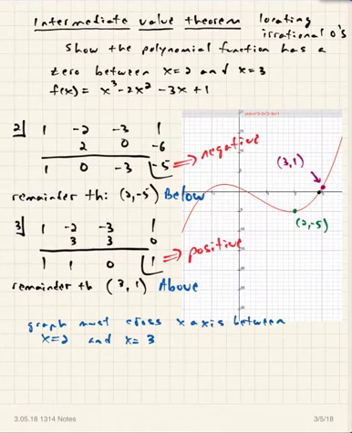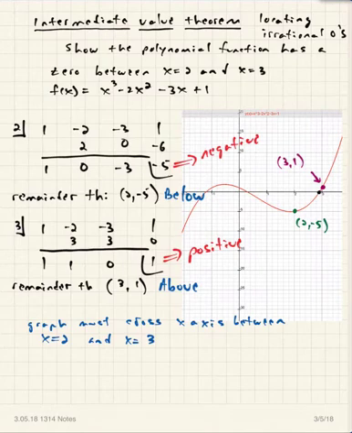Because if one of the values is negative and one of them's positive, it means at one of the points the graph's above the x-axis and at the other it's below the x-axis, which means it's got to cross somewhere in between those two x values. And so that's what you're saying here. So if I were to ask you, use the intermediate value theorem to prove that there's a 0 between two values, all you do is synthetically divide by those two values and show that the remainders have opposite signs. If the remainders have opposite signs, there's got to be a 0 in between those two numbers.